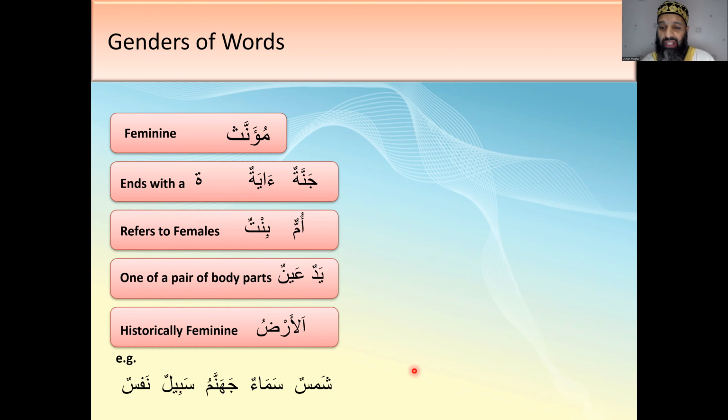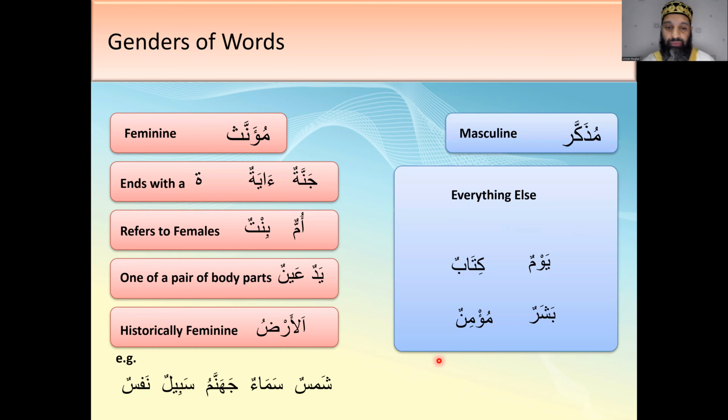And how can you tell if a word is masculine? It's anything else. So anything that doesn't have a ta marbuta at the end, if it's not a woman, if it's not a body part that comes in pairs, and if it's not one of those historical words. There's not many historical words.